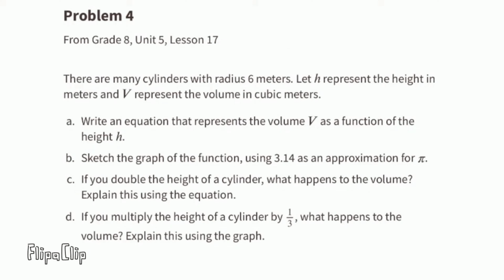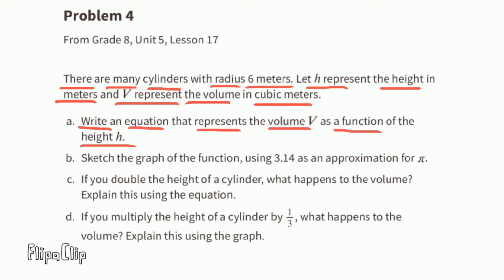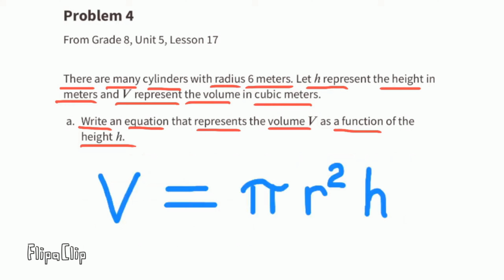Problem number 4 from 8th grade Unit 5, Lesson 17. There are many cylinders with radius 6 meters. Let H represent the height in meters and V represent the volume in cubic meters. A. Write an equation that represents the volume V as a function of the height H. The volume as a function of the height. That means that V, the volume, depends on the height of the cylinder.